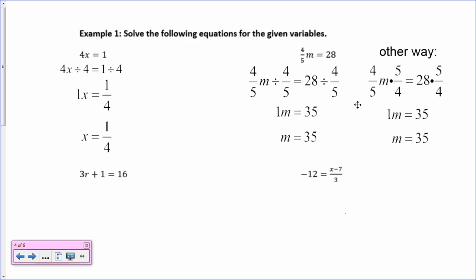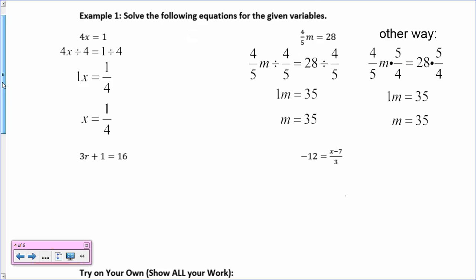Okay? So I would suggest you do this when you have a coefficient that's a fraction. Okay, just multiply by the reciprocal. It's going to be easier for you. Okay? Just keep that in mind. You're going to have to do one on your own.